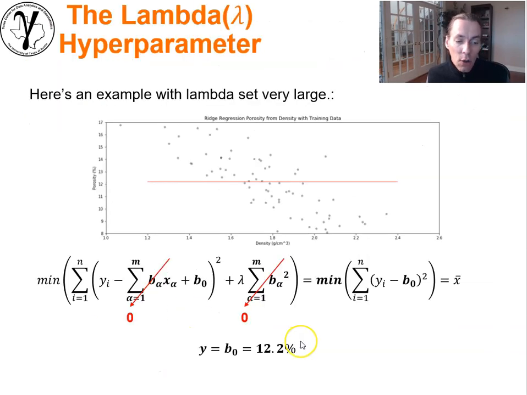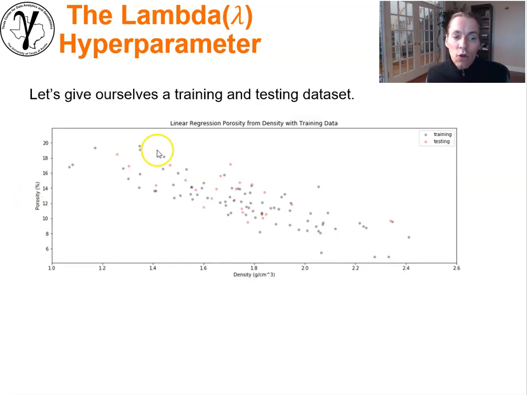Now, just to prove it, I went ahead and set lambda very large and reran the same program using just scikit-learn. And what happened was we in fact did get a model that is estimating simply as the average, or the mean, of the response feature, 12.2%, over the entire range of possible densities. So that works. Let's give ourselves some training and testing data. We have the training data in gray and the testing data is in red.